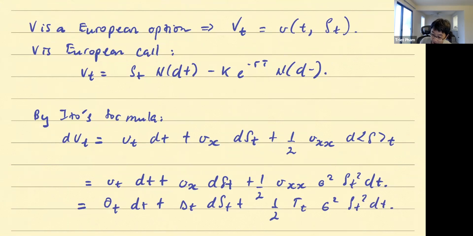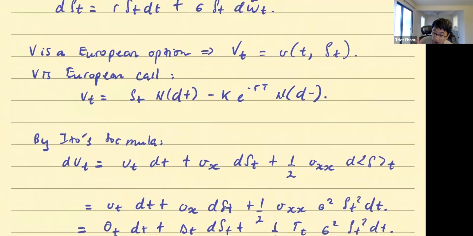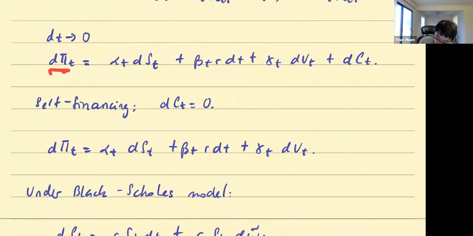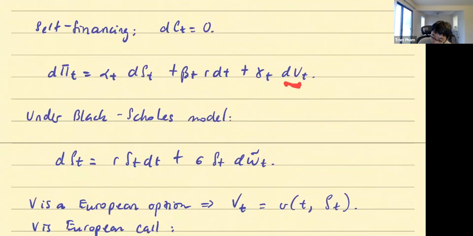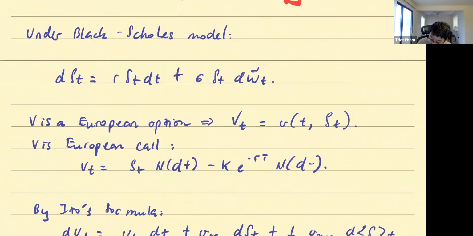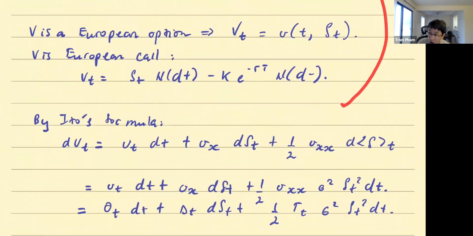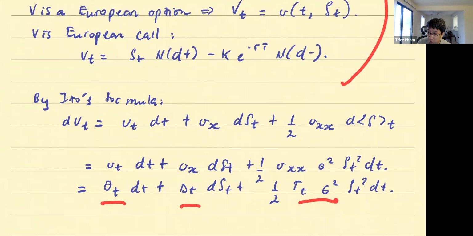Okay. So point being is this, right? That the dynamics of any portfolio investing in stock, cash, and the derivative will be related exactly, you see, by Ito's formula to the Greeks of the derivative in this way.